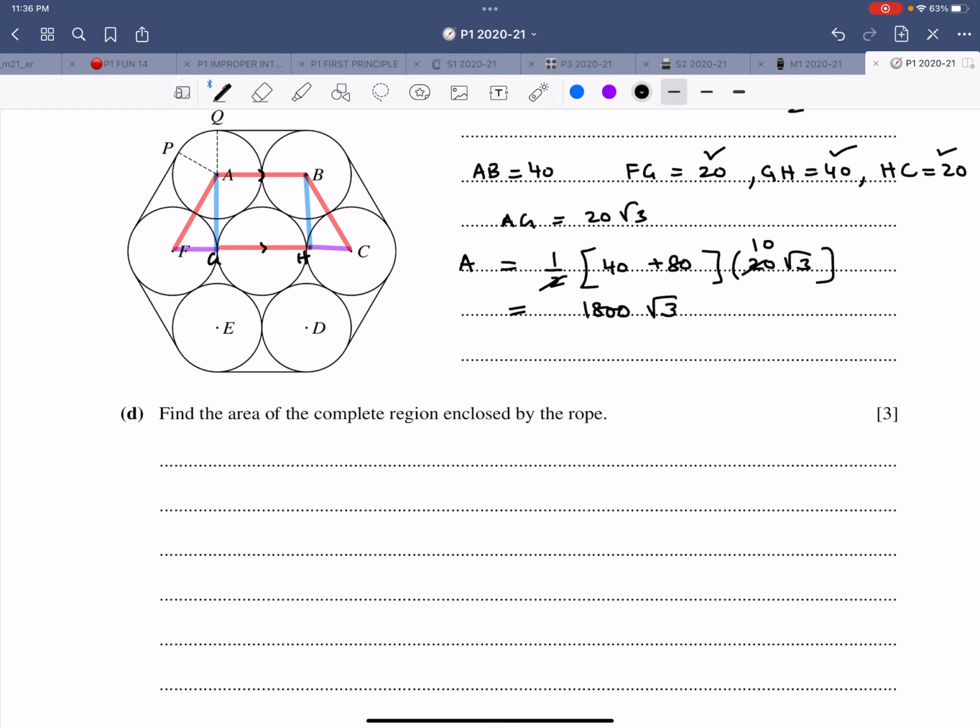I hope I have not left out anything. There is also another trapezium. This is 1, this is 2. The other trapezium is 1800 root 3. Therefore, the total area is 3600 root 3.